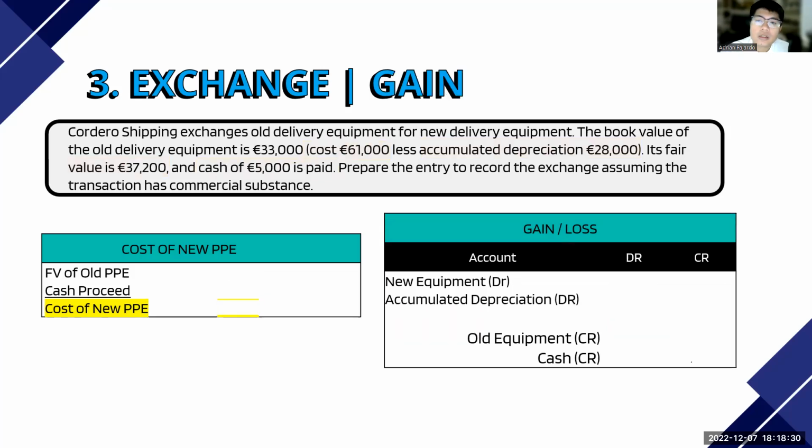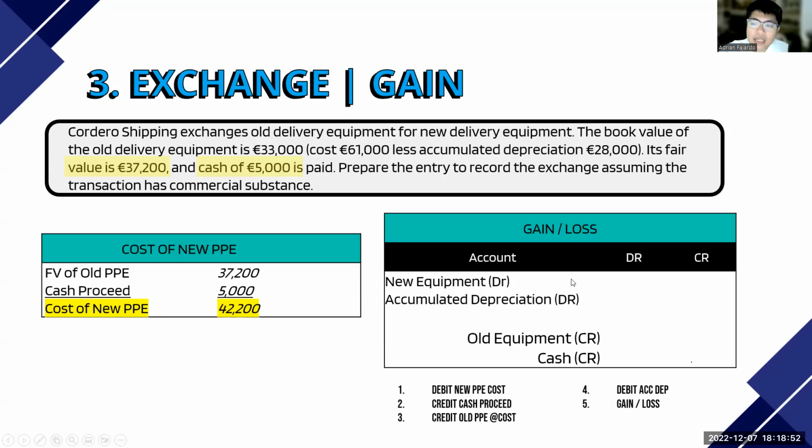Next scenario. Paano kung the fair value pala was 37,200? So again, pag exchange, step 1, what's the cost of the new PPE? Fair value of old, 37,200 plus cash proceed of 5,000. So the cost of the new PPE is 42,200. And then ito yung journal entry. How do you chronologically solve for this?